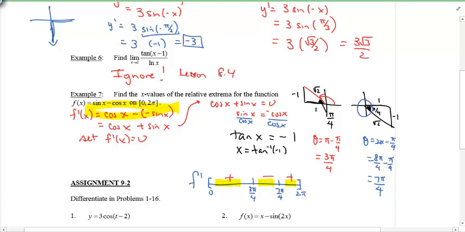So what's my conclusion now? Which one's a max and which one's a min? Yeah, 3 pi over 4 must be a max, and 7 pi over 4 must be the min. So we have here a relative max at the x value of 3 pi over 4, and the relative min at the x value of 7 pi over 4. So once again, all those applications, all the things we did before, now you can do them with trig.